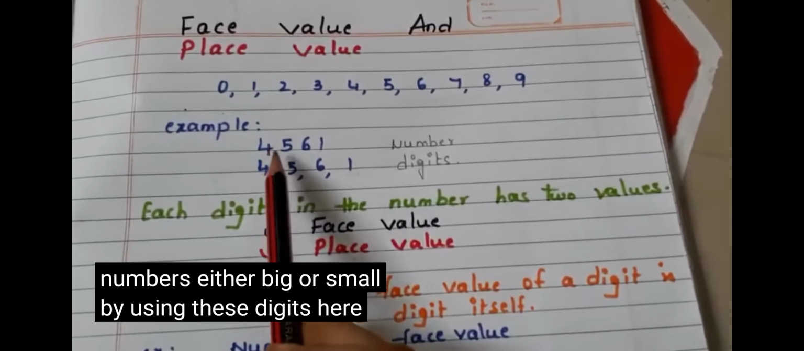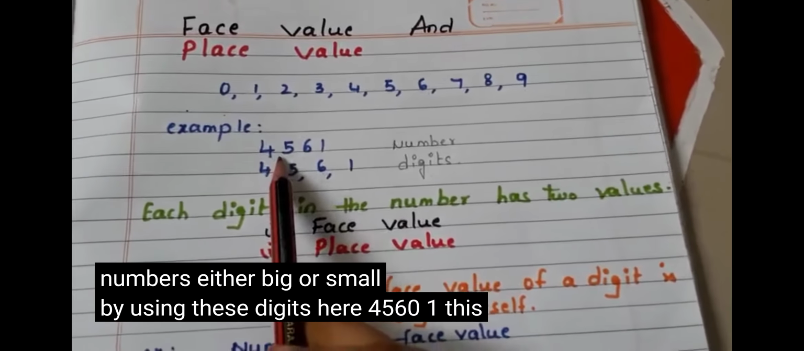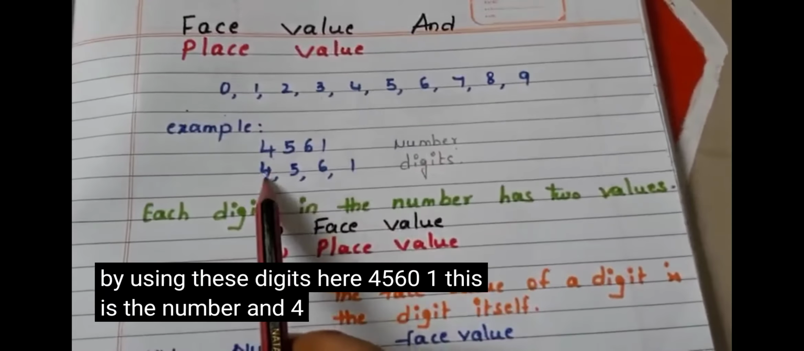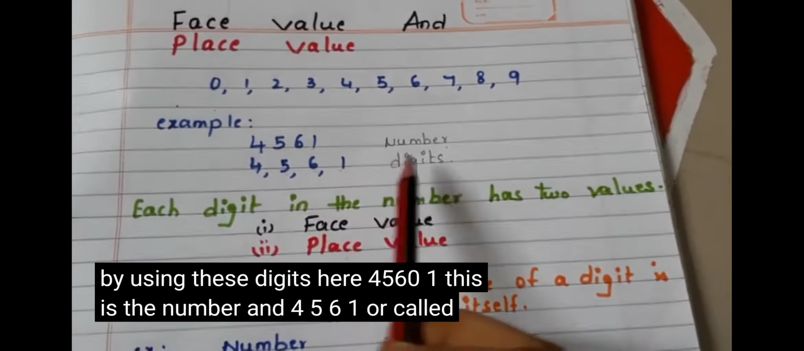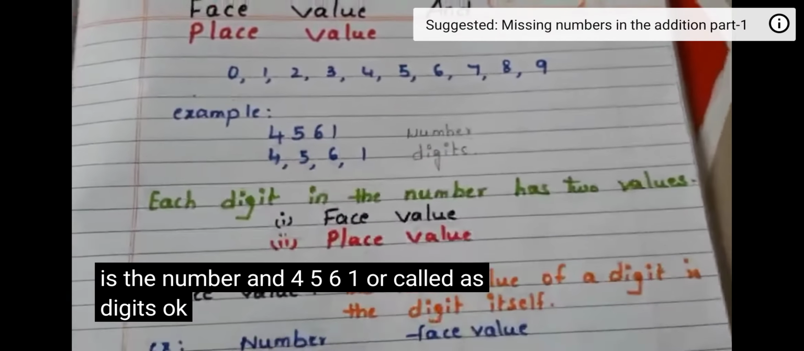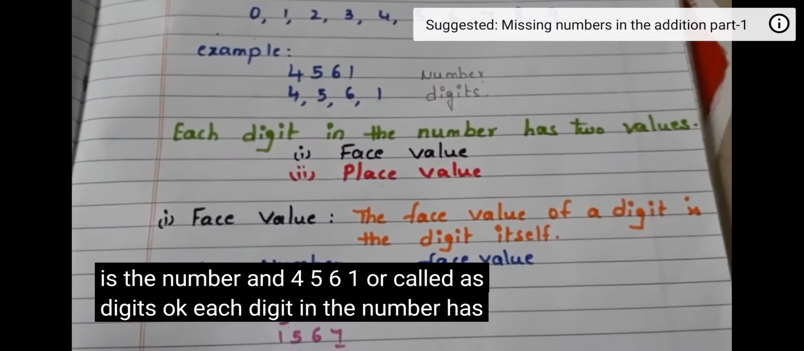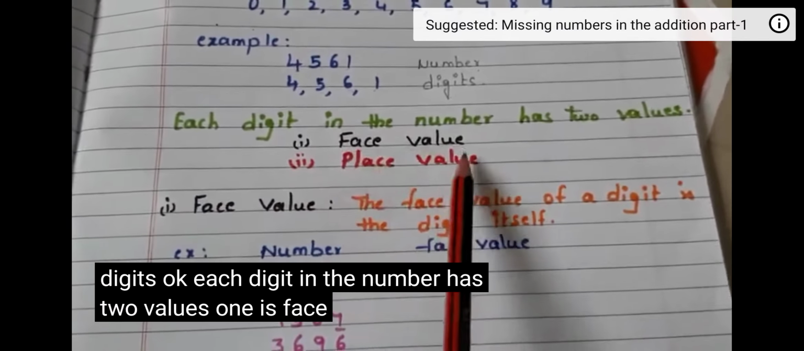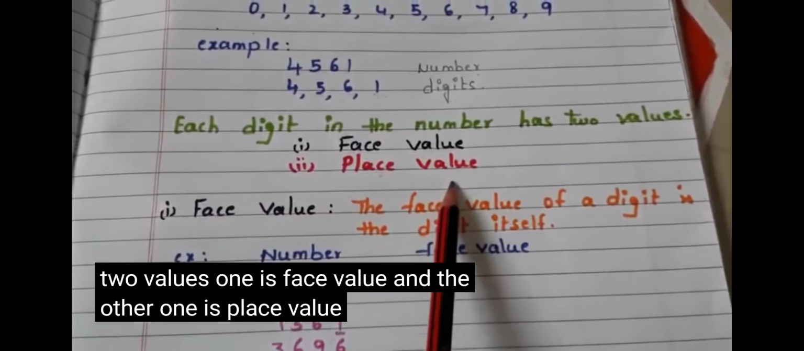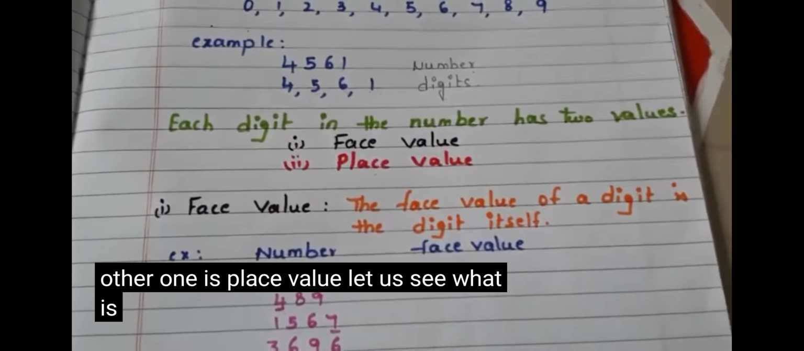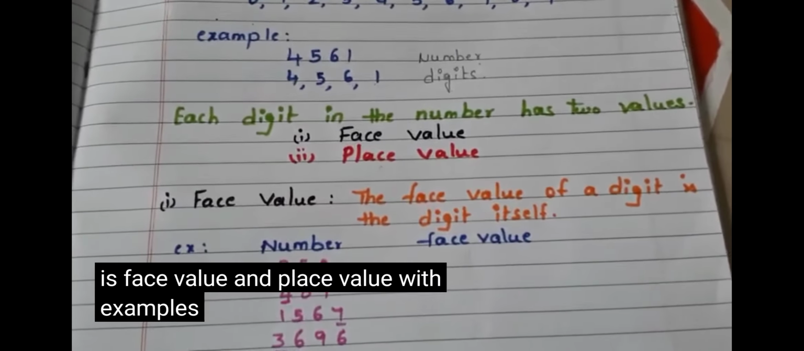Here, 4561 is the number, and 4, 5, 6, 1 are called digits. Each digit in the number has two values. One is face value and the other one is place value. Let us see what is face value and place value with examples.